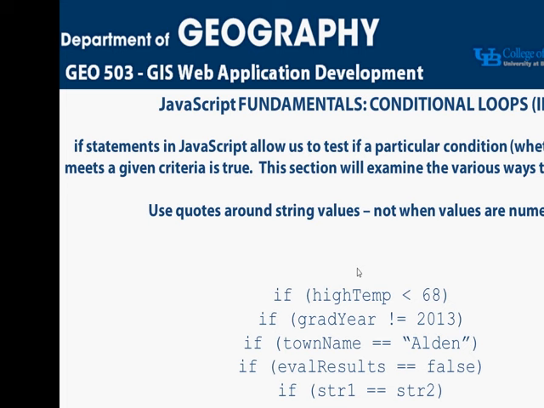Here are some generic examples of if statements. You start out with the keyword if in lowercase, and then you have a parenthesis. Inside the parentheses is our statement. That statement evaluates to true or false. If high temp, there's a variable high temp, is less than 68, either that variable is going to be less than 68 or not. If it is less than 68, code will run. If it isn't, that code won't run.